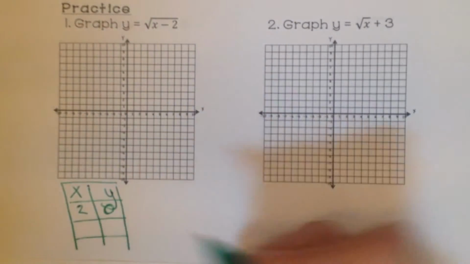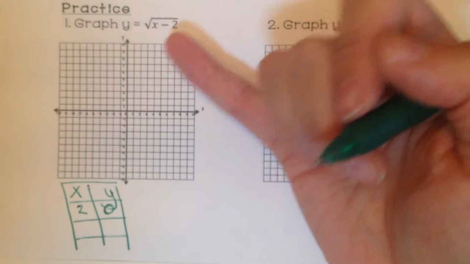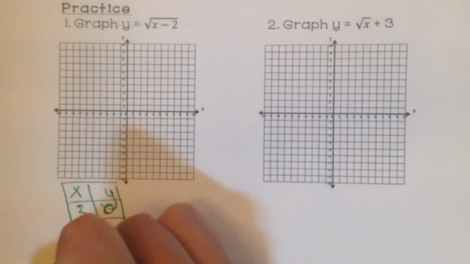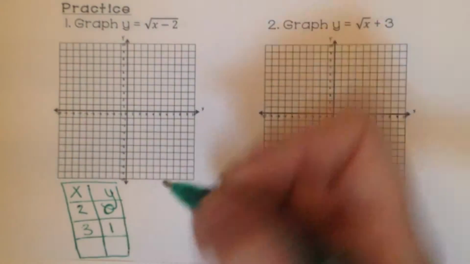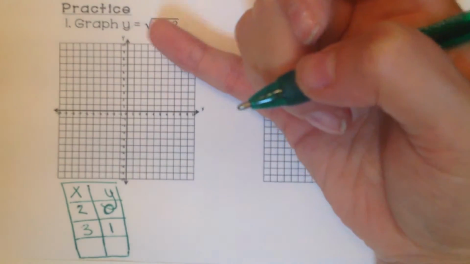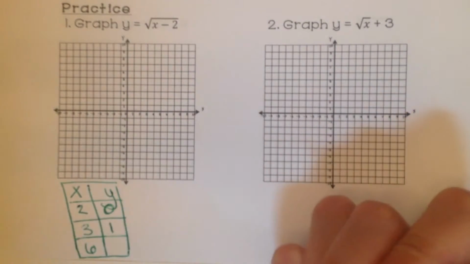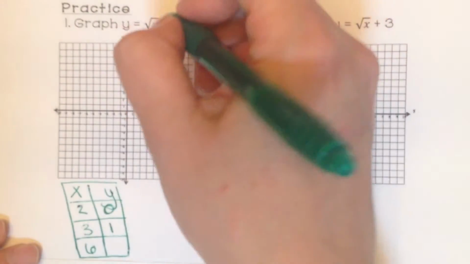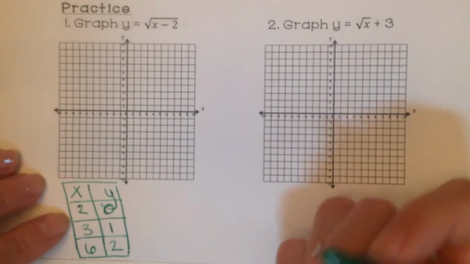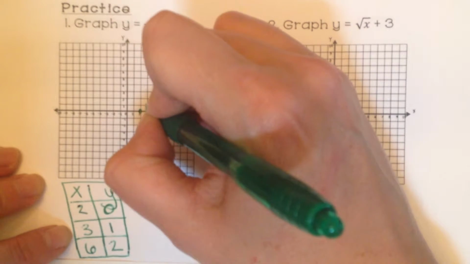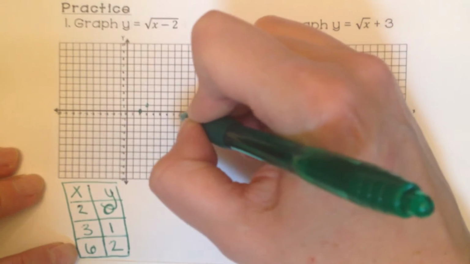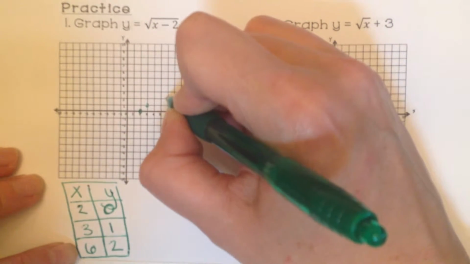Then figure out what would make it be 1 underneath. That would be when x is 3. 3 minus 2 is 1. Square root of 1 is 1. And one more perfect square. What makes it be 4? That would be when x is 6, because 6 minus 2 is 4, and square root of 4 is 2. So when x is 2, y is 0. When x is 3, y is 1, and when x is 6, y is 2.